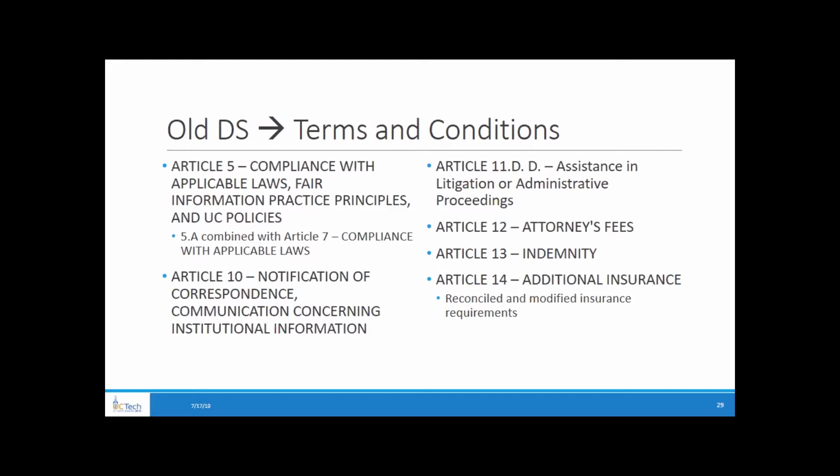Article 10, notification of correspondence, communication concerning institutional information. All of these move to T's and C's. I'm forgetting to read the heading here. Legal assistance, attorney's fees. These are not specific to security. Indemnification and additional insurance, the latter two, have nuances that make them sort of specific, but they're part of a larger picture, so we decided to move those to the terms and conditions. Is anyone so passionate about the old one that you want to talk deeper on any of these? These are sort of heads up.